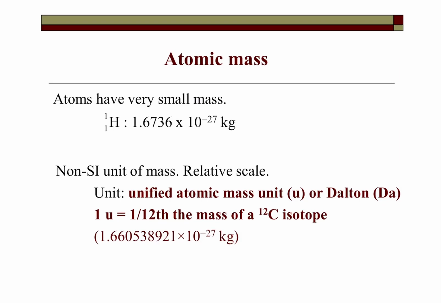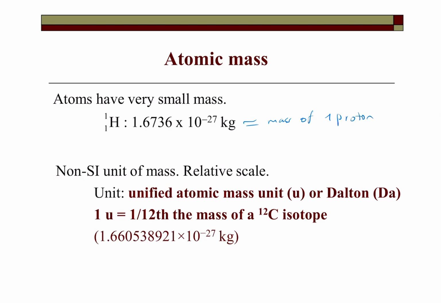Hello everybody, I start the second lecture of medical chemistry and I continue with atomic mass. As you know, atoms have a very small mass. For example, hydrogen with one proton and one electron has a mass of around 1.6 times 10 power minus 27 kilograms. It's equal to the mass of one proton and one electron. Because the electron is very small, we can say it's almost equal to the mass of one proton also.